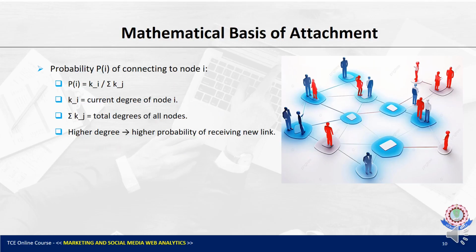Mathematical basis. When a new node joins the network, it connects with a probability proportional to degree. The formula is P(i) = k_i / Σ k_j. Here k_i is the degree of node i, and the summation of k_j is the sum of the degrees of all the nodes. Thus, nodes with a higher degree have a higher chance of getting new links.